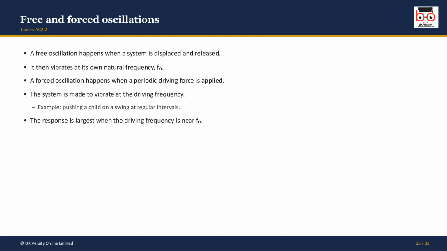Now let's distinguish free from forced oscillations. A free oscillation is what happens when you displace a system and simply let go. It then vibrates at its own natural frequency, which we write as f0. A forced oscillation is different. There you apply a periodic driving force, and the system is made to vibrate at the driving frequency instead. Pushing a child on a swing at regular intervals is the everyday picture, and the crucial fact is that the response is largest when the driving frequency sits close to the natural frequency.